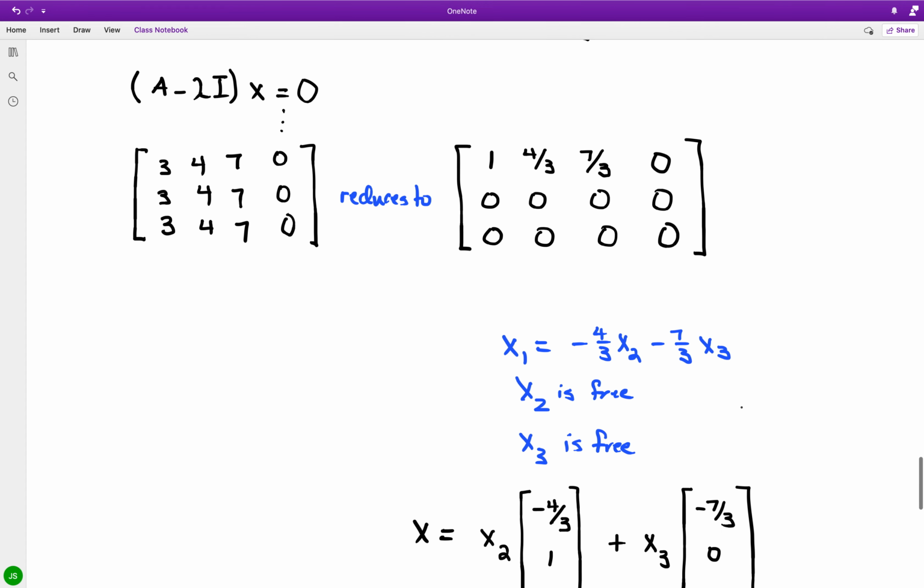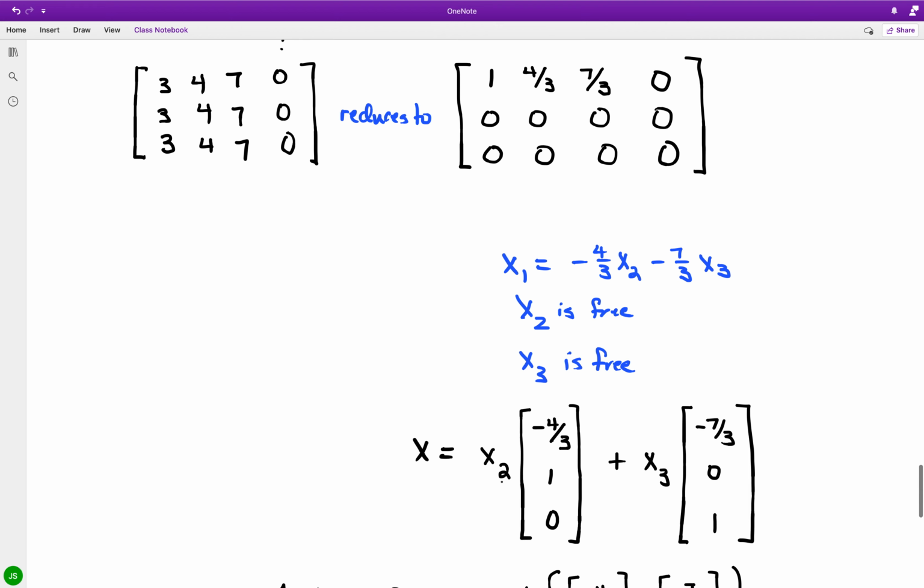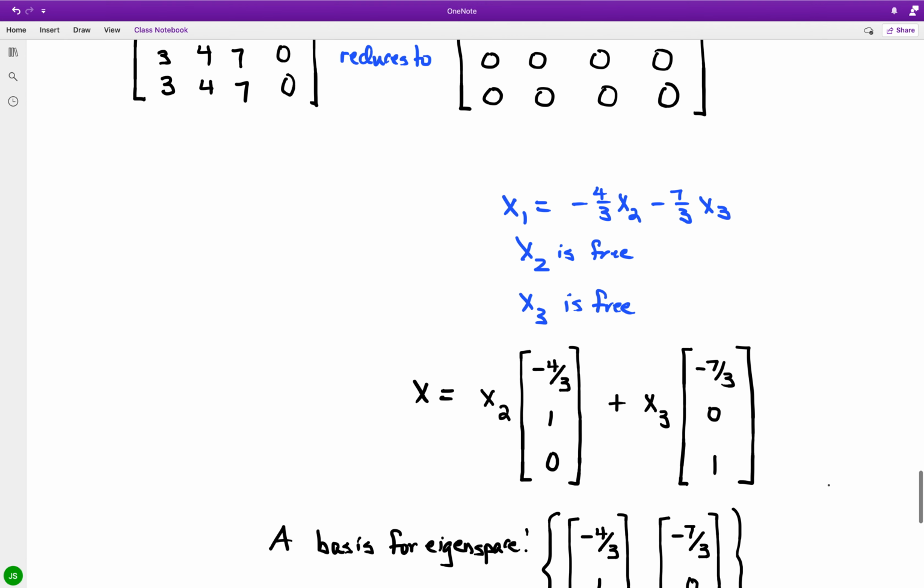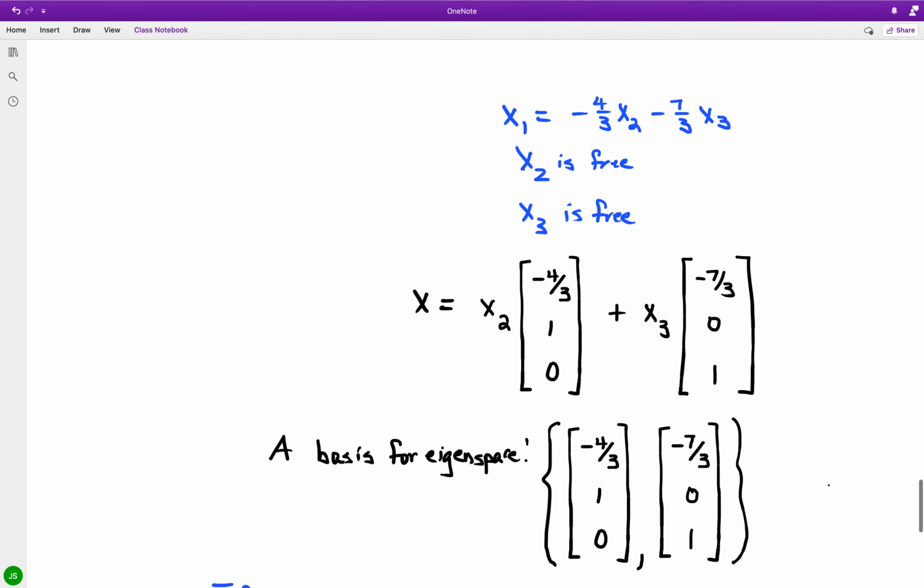For x, we have x2 times the vector negative 4/3, 1, 0, plus x3 times the vector negative 7/3, 0, 1. A basis for the eigenspace is the set of the two vectors corresponding respectively to x2 and x3: negative 4/3, 1, 0, as well as negative 7/3, 0, and 1.